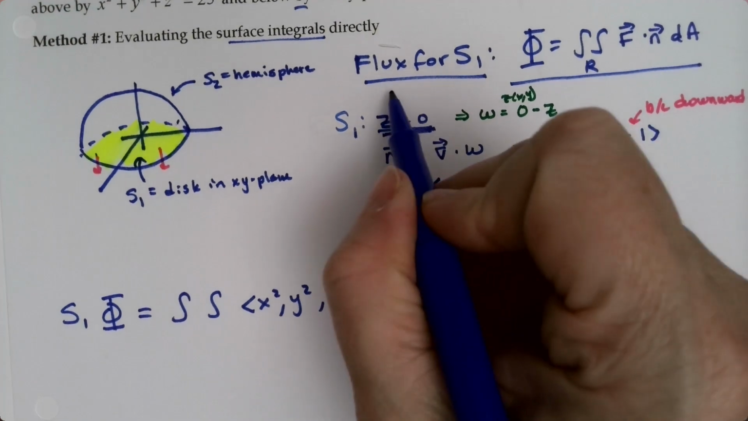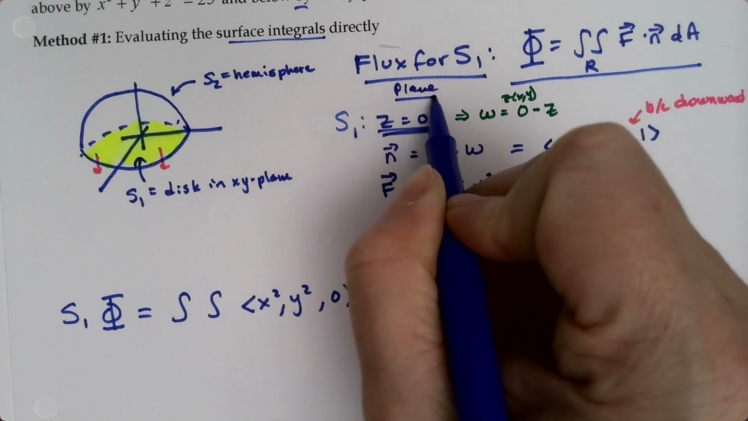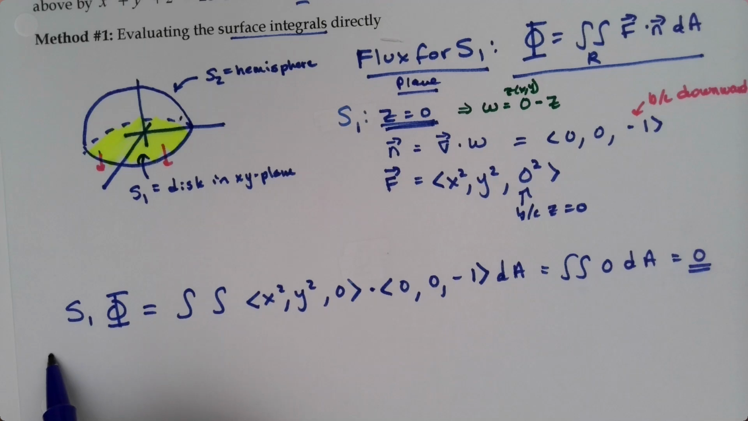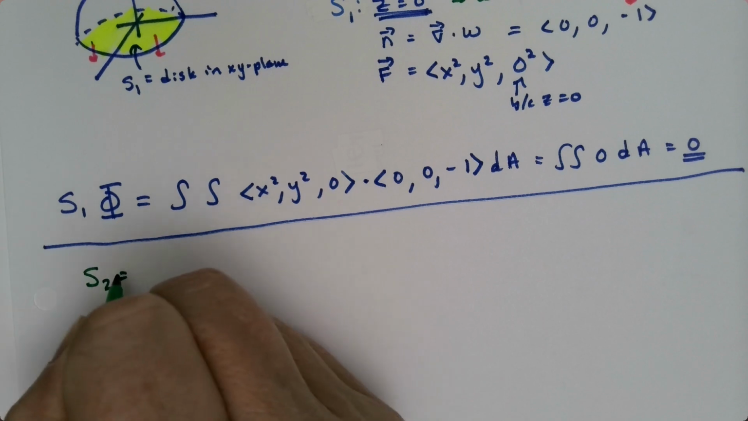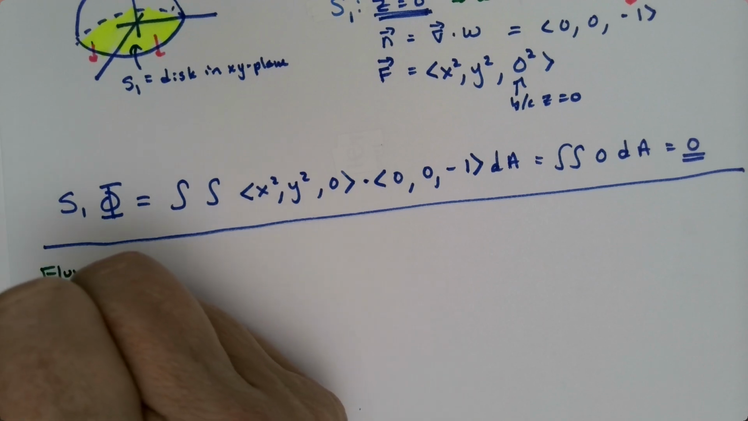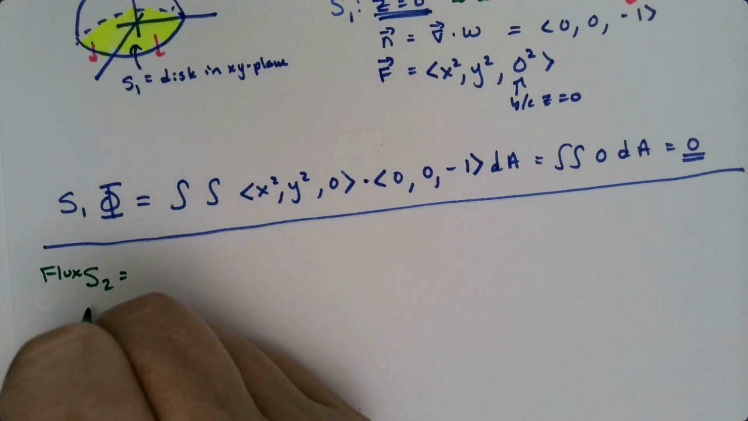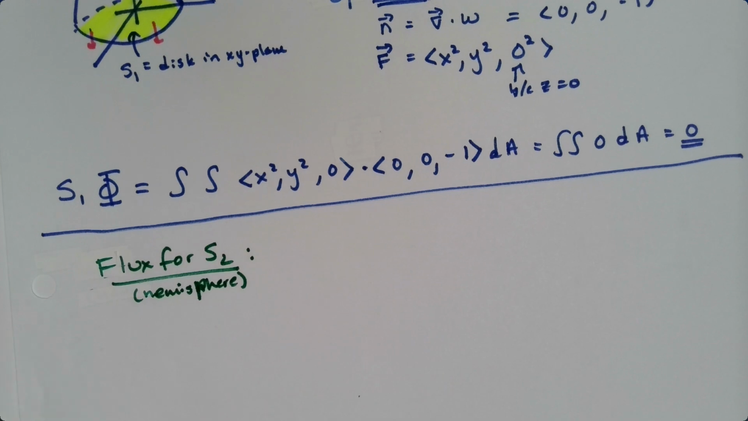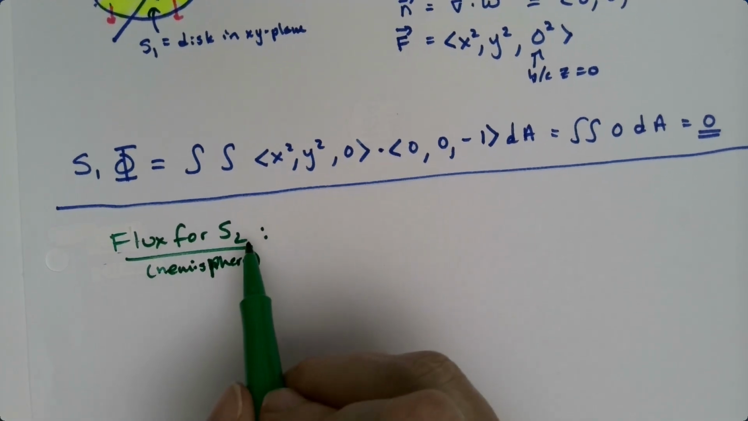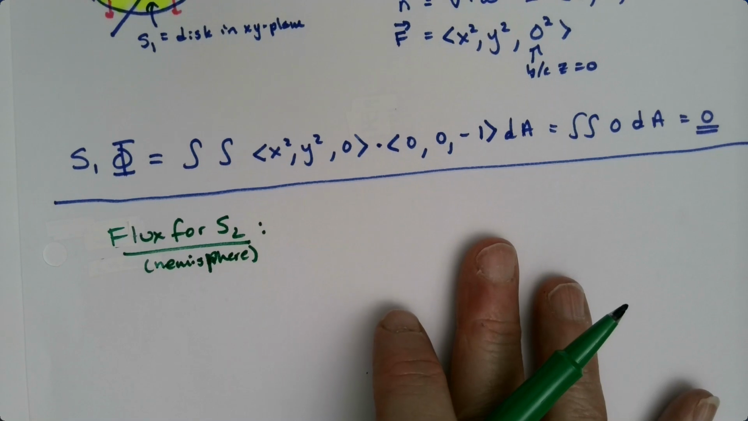Surface 1 was the plane. Surface 2 is the hemisphere. So let me draw a line on my paper. For surface 2, we're going to find the flux. That would be the hemisphere. Let me write this differently. There, I had to move it because the hole was in my way. So we have our hemisphere. That's our surface 2. Now what is the hemisphere?